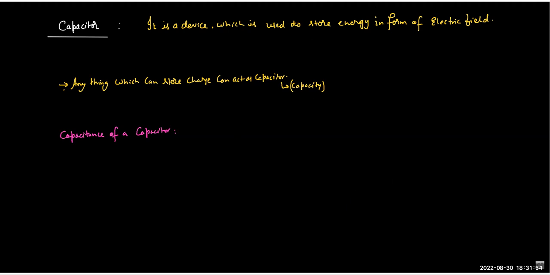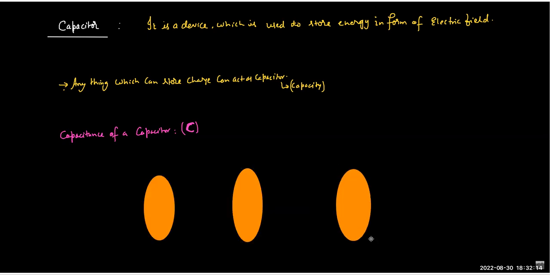The next concept is the capacitance of a capacitor, which we denote by C. If I give you multiple conductors of some random shape, and you want to know who has more capacity than the other, how are we going to compare? Technically, every conductor can take infinite charge.